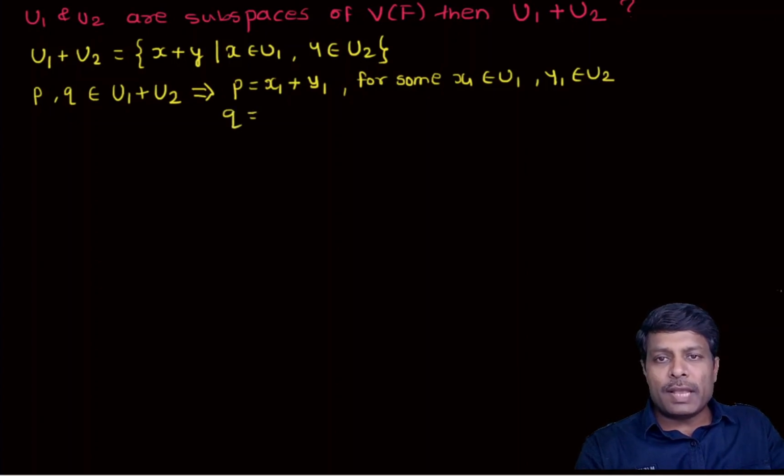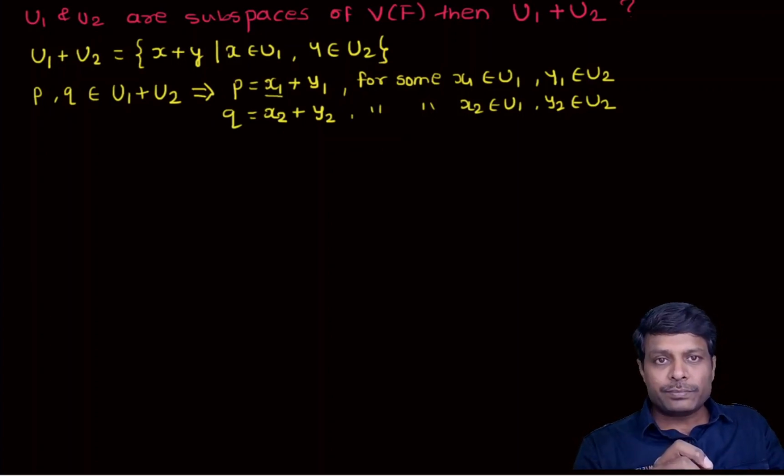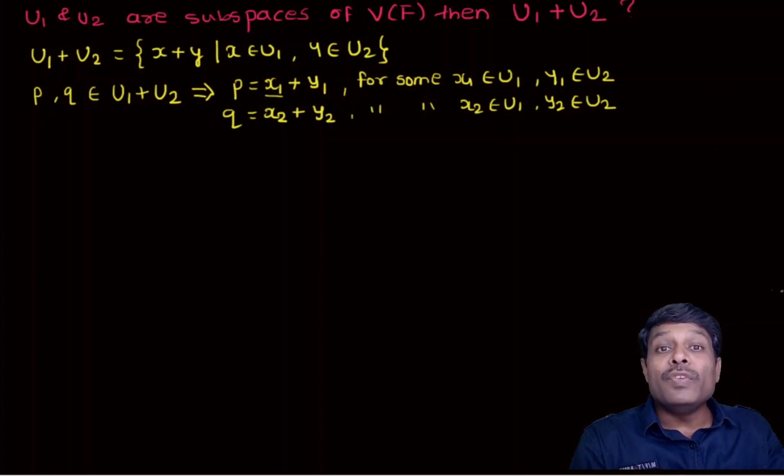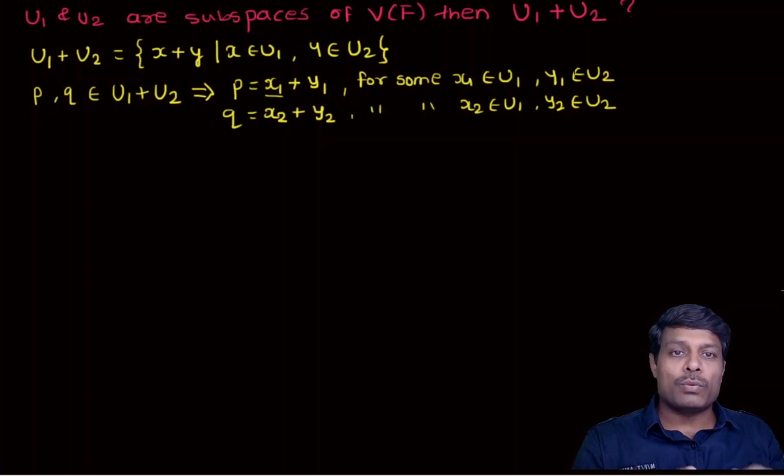Similarly, Q can be written as some element from U1 denoted by X2 and another element from U2 denoted by Y2. We can write for some X2 belongs to U1 as well as some Y2 belongs to U2. Okay. So if you look at this, this is X1 and this is coming from U1, right? And U1 is a subspace of V, therefore X1 is automatically a member of V. Similarly, Y1 is a member of U2 and U2 is a subspace of V, therefore Y1 is also a member of V. So in this summation, X1 and Y1 both are elements of V.